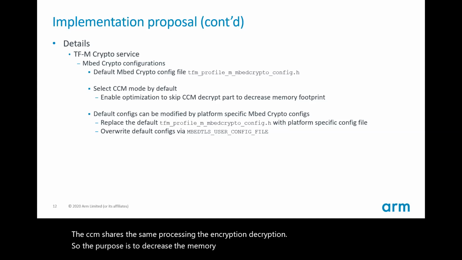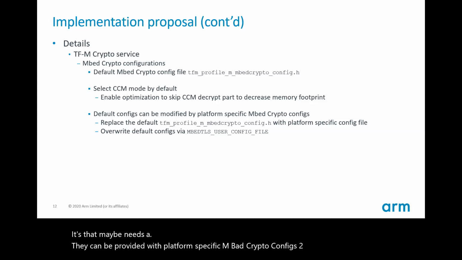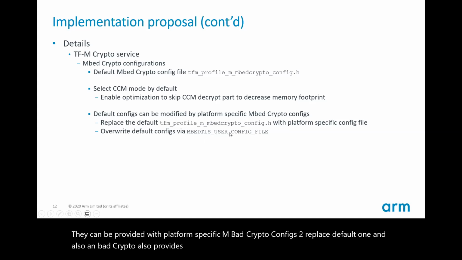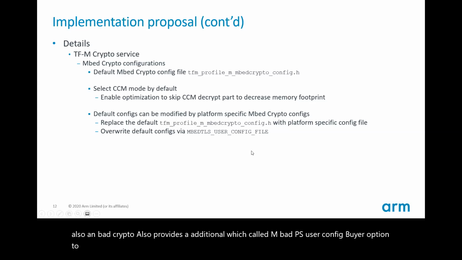So if a different AEAD algorithm is used in the platform, it can be provided with platform specific Mbed Crypto configs to replace the default one, and Mbed Crypto also provides an additional option, called the Mbed TLS user config file option, to pass in a platform specific config to override the default one.